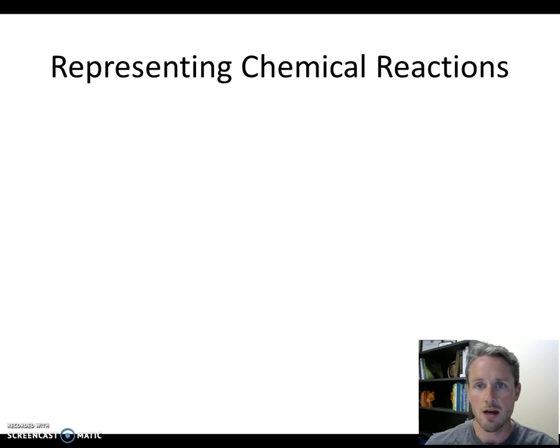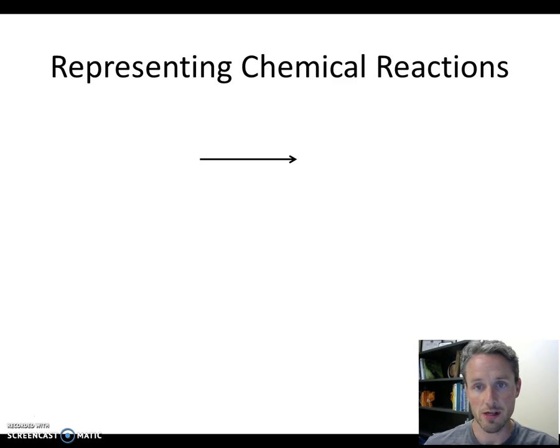So the first thing we're going to have to do when we talk about chemical reactions is represent those chemical reactions visually. In biology, we always represent chemical reactions with an arrow. This arrow represents the chemical reaction happening. It's going to cause some changes to some other molecules.